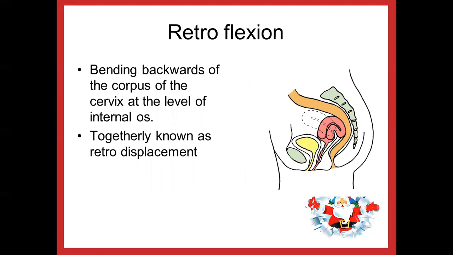What is retroflexion? If you see retroflexion, the dotted one is a normal anteverted uterus. The corpus will bend backwards. See, this is the internal os. At the level of the internal os, the corpus will be bending backwards. Only when the corpus is bending backwards at the level of the internal os, that is known as retroflexion. So both retroversion and retroflexion together are known as retro displacement of the uterus or uterine displacement.